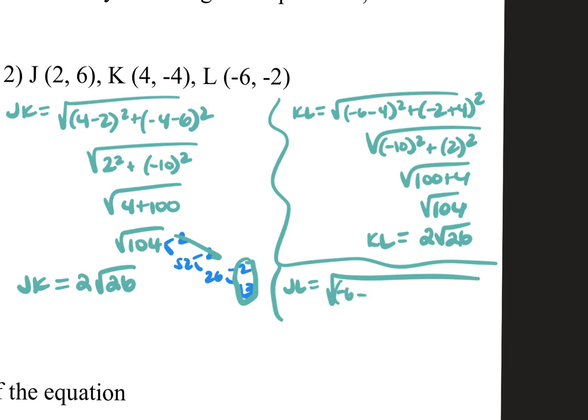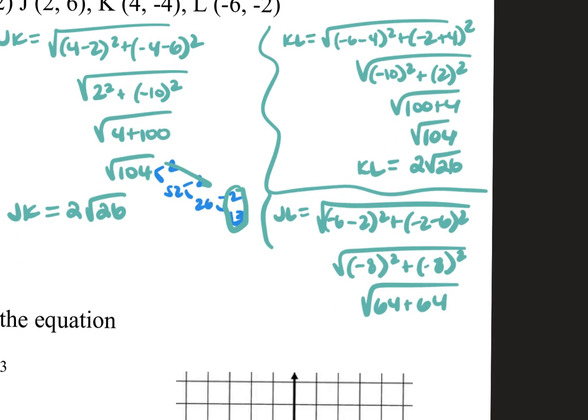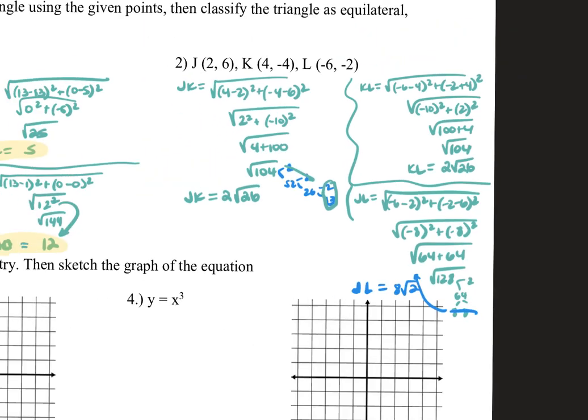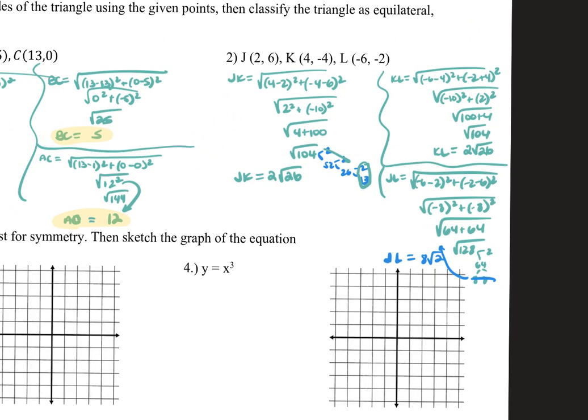Negative 6 minus 2, negative 2 minus 6, negative 8, negative 8, 64 plus 64, 128. So I know this is not equilateral. I'm going to break this down. 2 and 64 is 8 and 8. So I can bring out that pair of 8s and then keep the 2 underneath. That's JL. So we've got JK was 2 square root 26, KL same, and JL 8 square root 2. So this is isosceles.